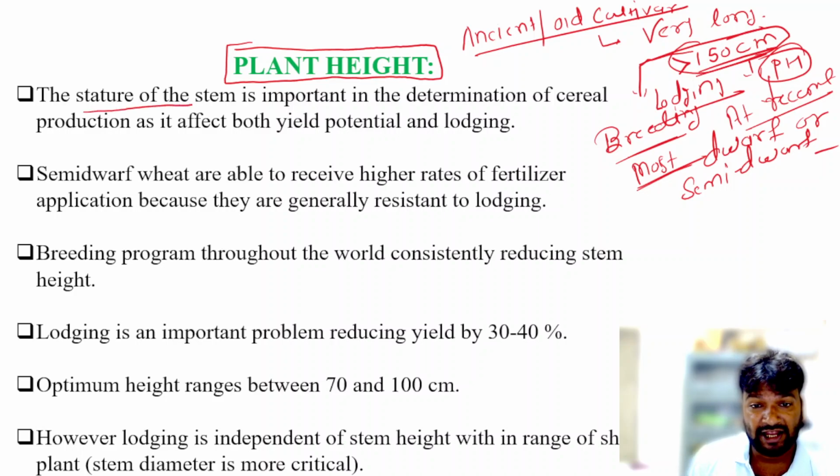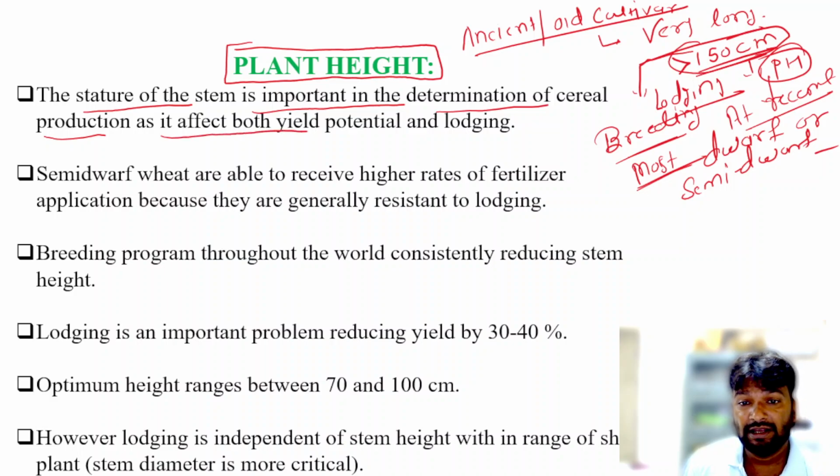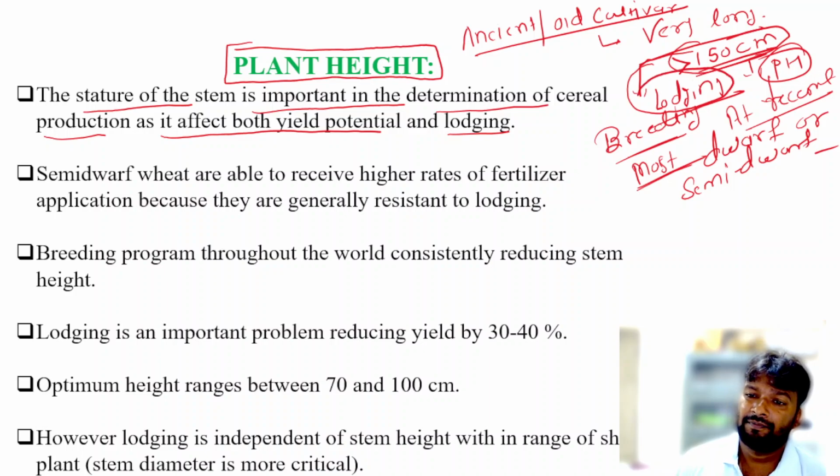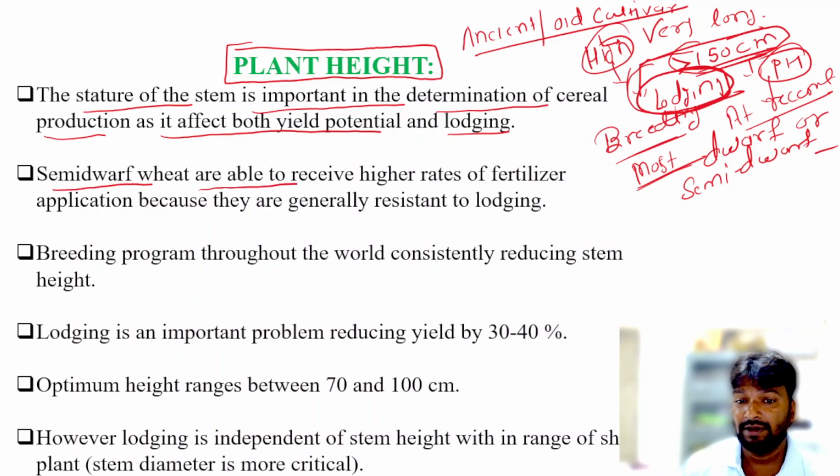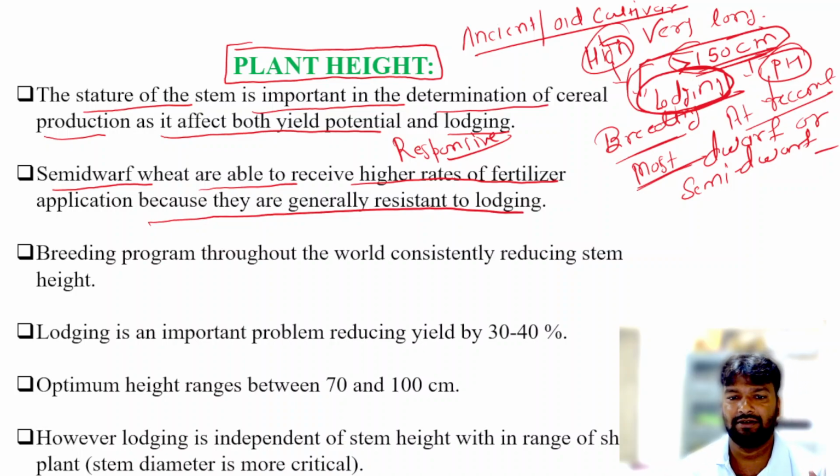So the structure of the stem is important in determination of cereal production, as it affects both yield potential and the lodging. Okay, so already discussed that if a variety has a high plant height, then it is susceptible to lodging. So the semi-dwarf wheats are able to receive higher rates of fertilizers, meaning they are highly responsive to fertilizer application because they are generally resistant to lodging. Okay. Then breeding programs throughout the world are consistently reducing the stem height.